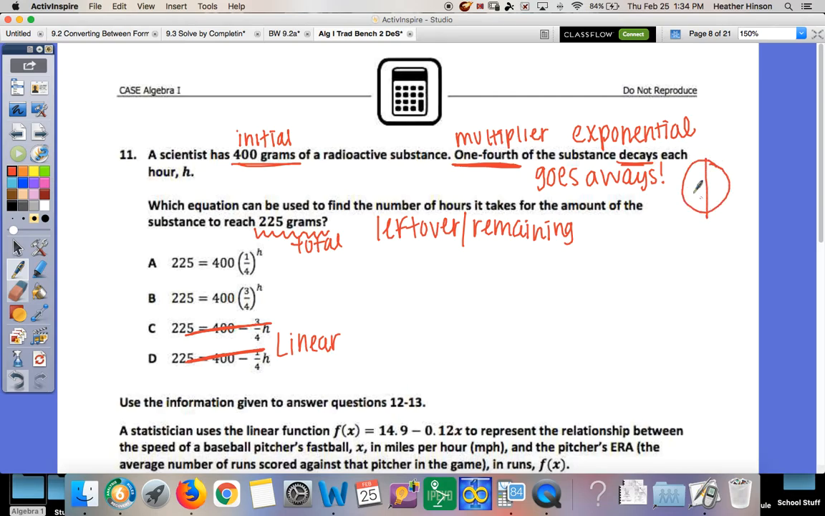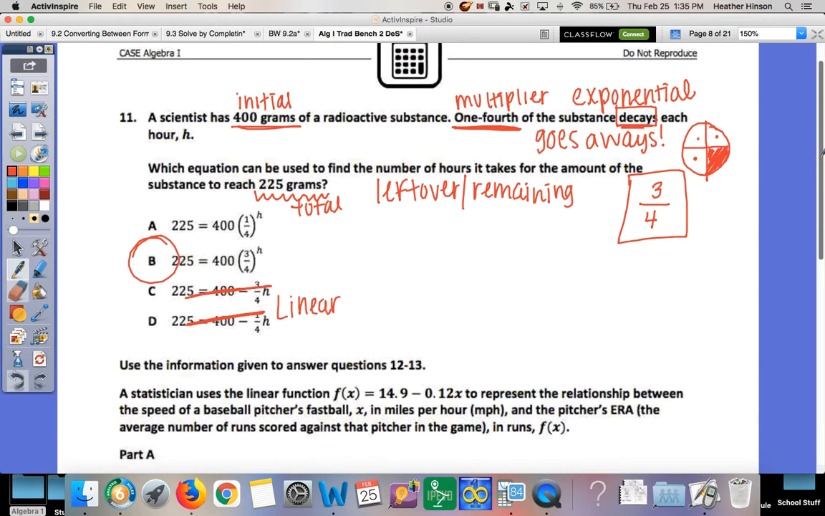So if you split a circle up into fours, one of those fours is going away. So how much is left over? How much is remaining to get that 225 grams? 3 of those 4. So our multiplier is actually 3/4. So B. Just watch what the question asks for. The question wants to know how much is left over, how much is remaining. The 1/4 is what goes away, so it's the opposite. Watch what the question asks for.